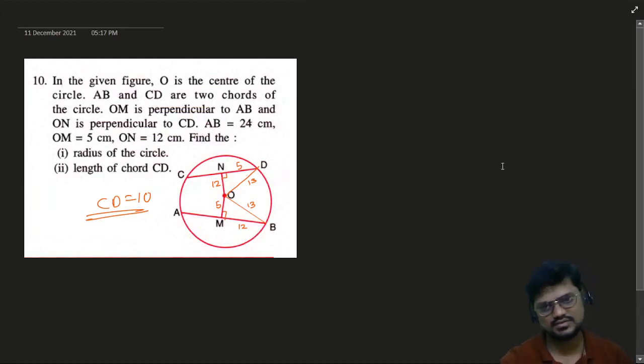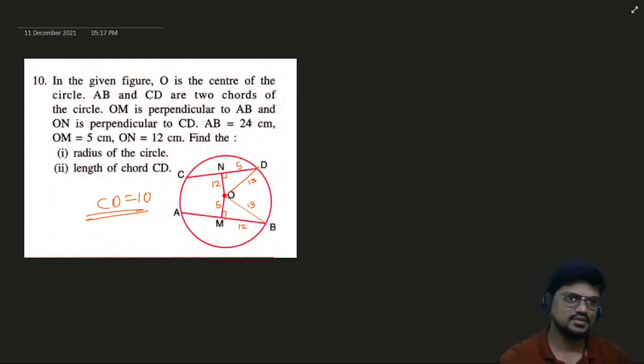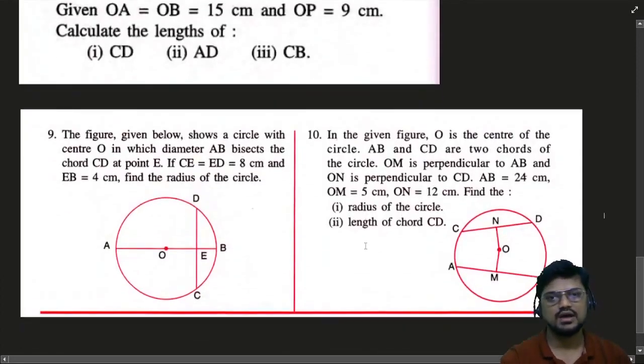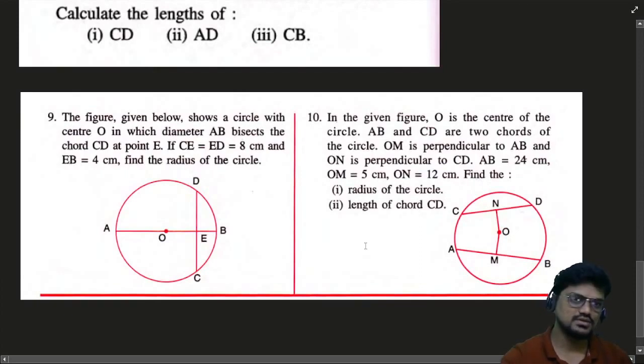Sir, this didn't even need to be solved. But you have to solve it, and you have to write the reasons. I've already shown you how to write the reasons in one sum. I'll not be showing it for every question.